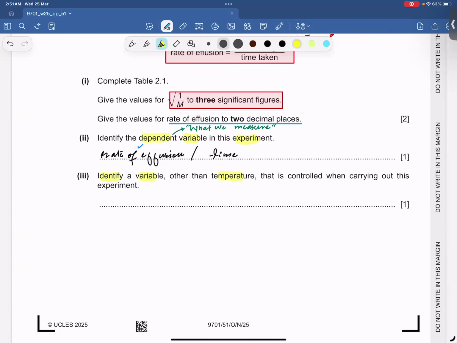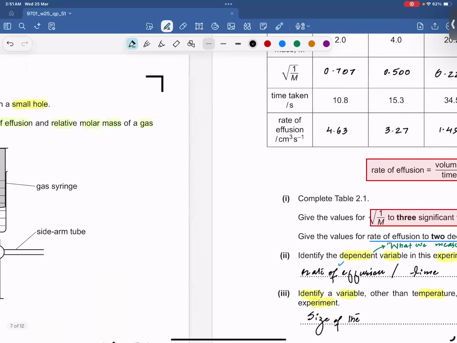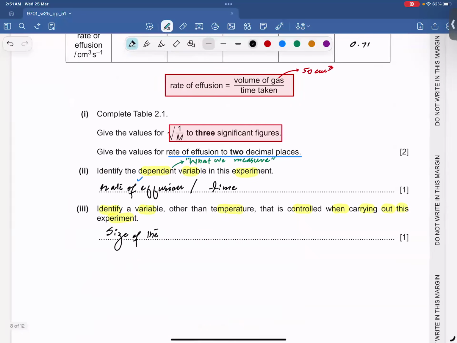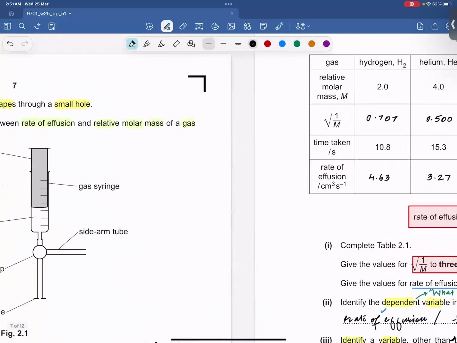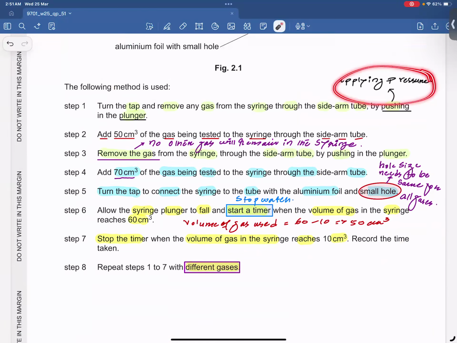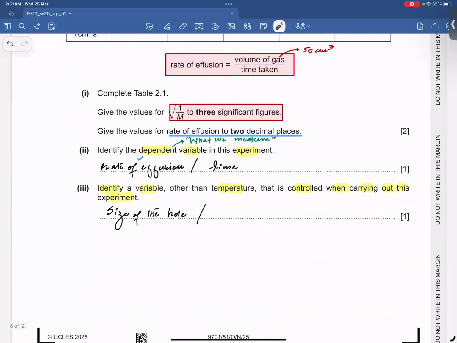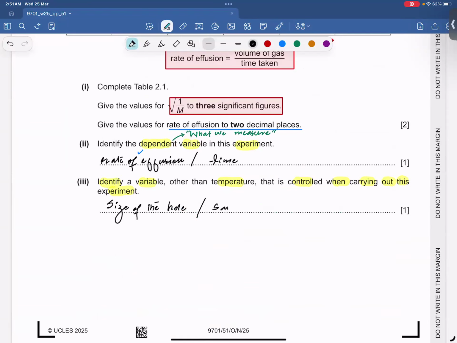Identify a variable other than temperature that is controlled when carrying out this experiment. So the size of the pinhole. Let me check. Size of the hole. Or obviously we were applying pressure on the syringe, so this pressure needs to be the same for all the gases. So this could be the right answer also. Same pressure on the plunger.